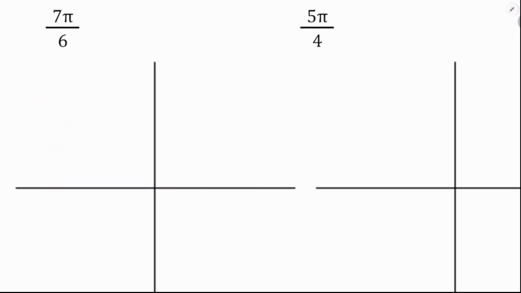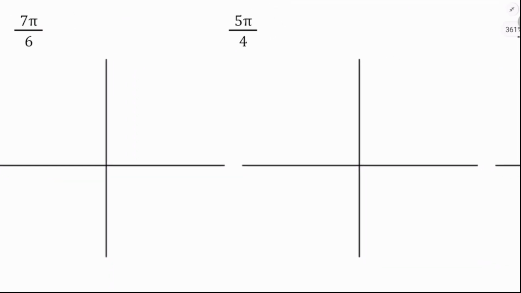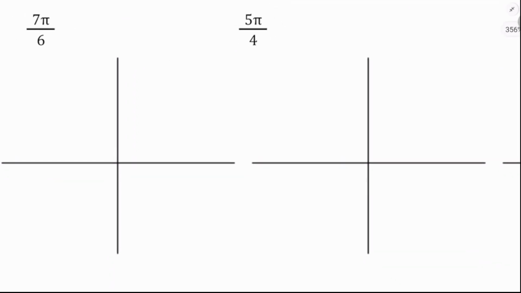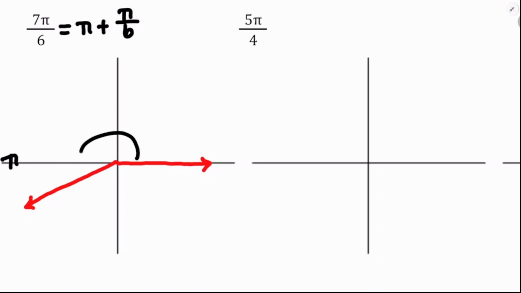Seven pi over 6 and 5 pi over 4. Maybe I can fit those both on screen. Yeah, there we go. 7 pi over 6, that's a little bit bigger than pi, so that's pi plus pi divided by 6. And there I've got my initial ray. Pi is off to the left, 180 degrees of rotation, and then I'll go pi over 6 more, so that's 30 degrees more, about like that. So that's all 7 pi over 6, but I'm not going to clear that out there. So I can label that as a 30-degree reference angle.